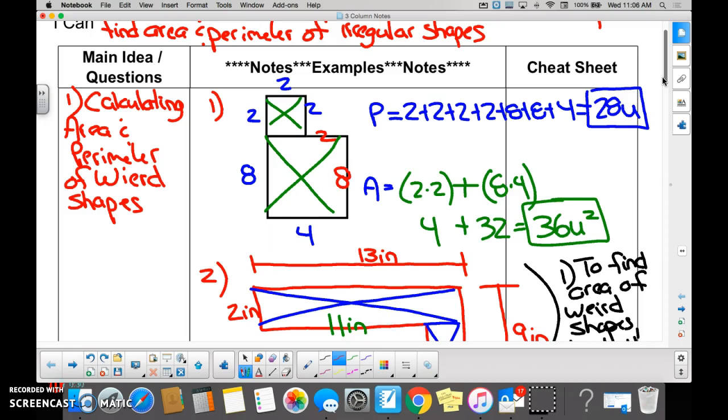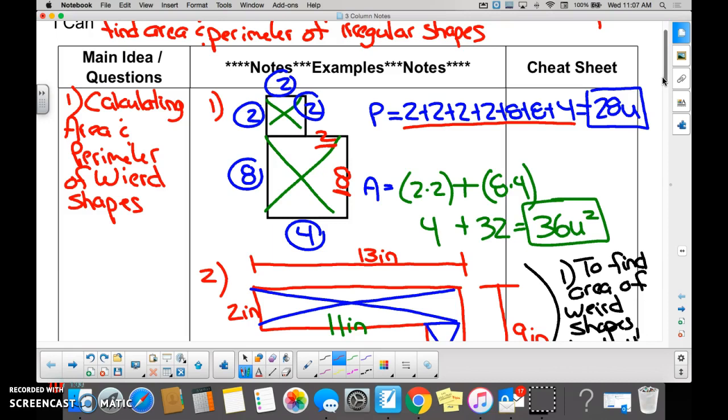What you were given were these dimensions. Remember that? You did not know what the 2 or the 8 was. They were left blank, but there was enough information for you to figure out that this side measured a length of 2 units and this side measured a length of 8 units, right? Yes or no? Yes. And then to find the perimeter, you just added up all of the lengths of each side of that irregular shape. Yes or no? Yes. Okay.